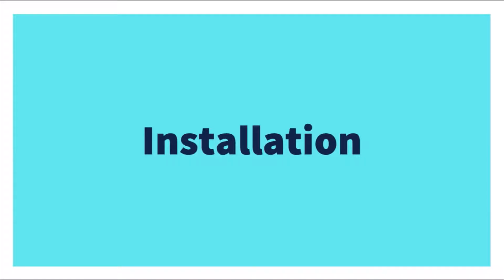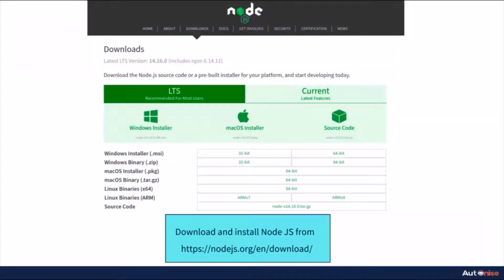Let's see how we can install Angular and start building our project on our local desktop. When you go to the nodejs.org/en/download website, you will see something like this, where you will have the download page. You can choose your OS and according to that, the application will be downloaded and then from that you can install Node on your local machine.